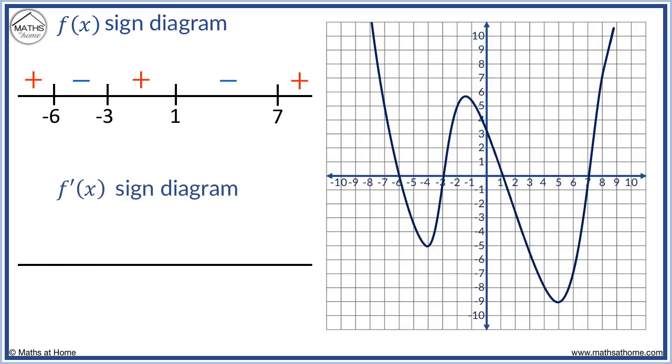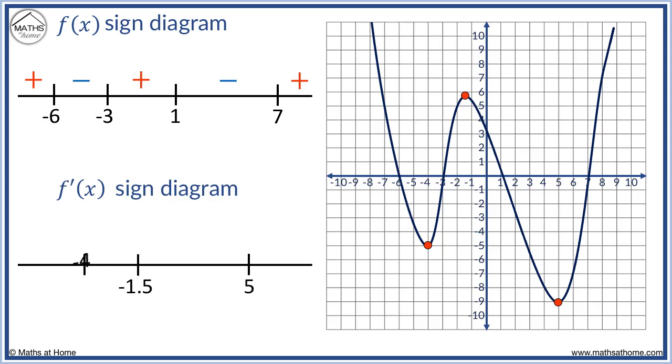f-dash-x is the gradient. It tells us if the function is increasing or decreasing. We first mark the turning points. The first is at -4. The next is between -1 and -2 at -1.5. And then we have 5.